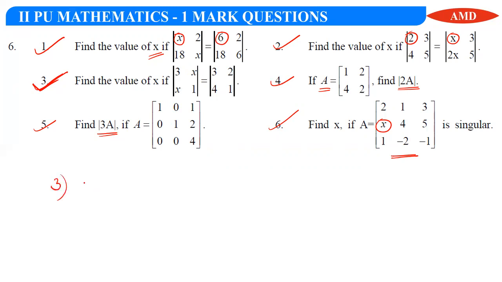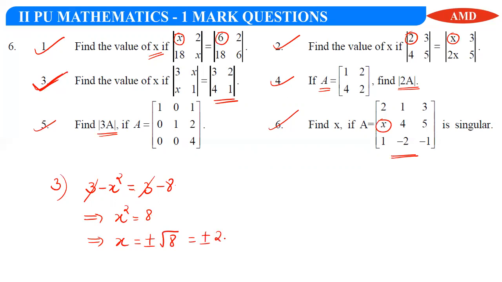The determinant of the first matrix is 3 minus x square, which is equal to the determinant of the second one, 3 minus 8. 3 gets cancelled. This implies x square is equal to 8. And this implies x is equal to plus or minus root 8. That could be written as plus or minus 2 root 2. So this must be the right answer. Let's move on to the next one.